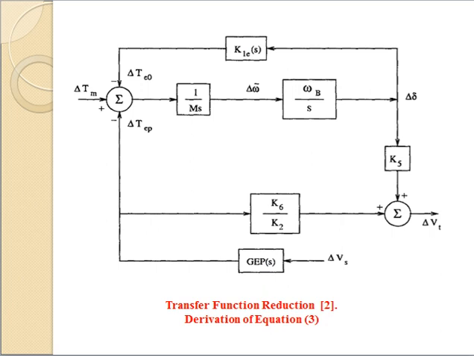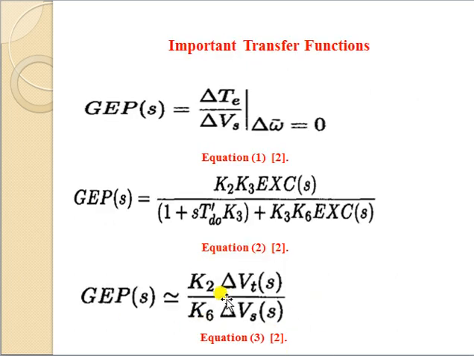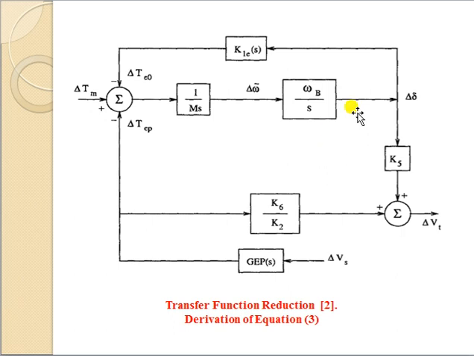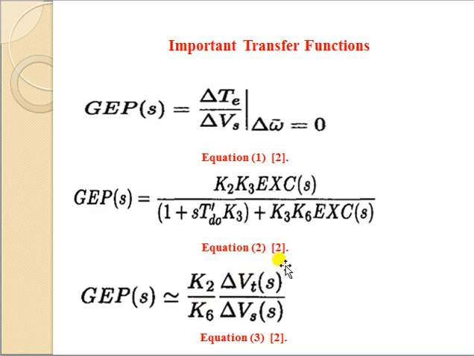So on this slide, you can observe that this diagram has been modified in some manner, and you can calculate the transfer function. So for the sake of calculating equation 3, this is the proof for equation 3, you have to draw the block diagram in this manner and calculate the transfer function. Our input is delta Vs and our output is delta Vt. So we are interested in checking the sensitivity of delta Vt with respect to delta Vs. So that is nothing but this transfer function, K2 by K6 delta Vt s by delta Vs s.